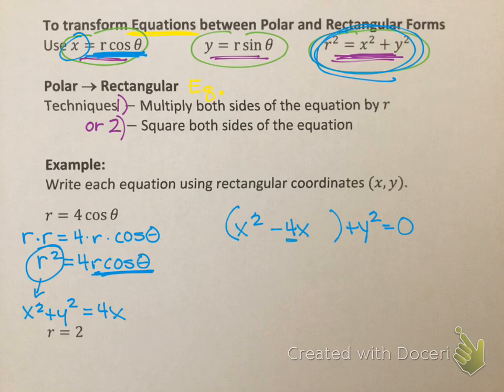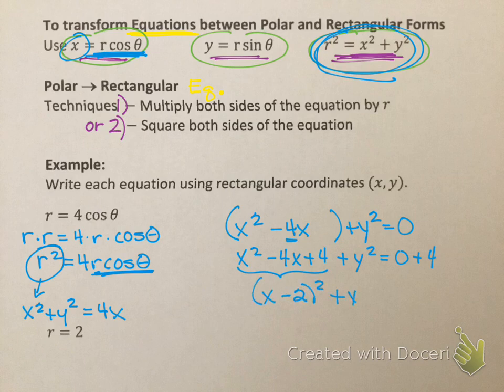Half of 4 is 2. 2 squared is 4. So I am going to add 4 to both sides of my equation. I'm going to factor this trinomial because it's a perfect square trinomial. And I recognize this circle for exactly what it is. It is a circle whose radius is equal to 2 and whose center is (2, 0).